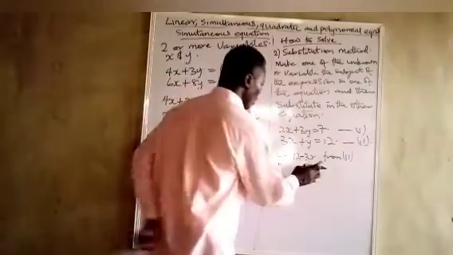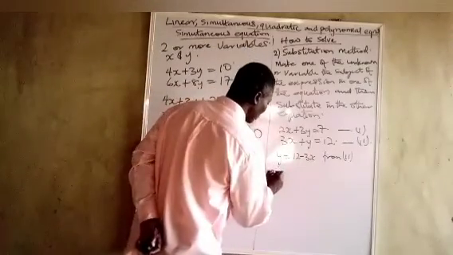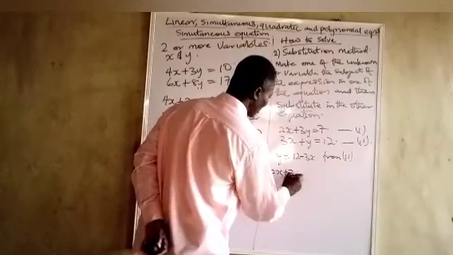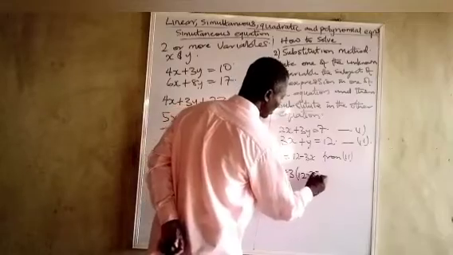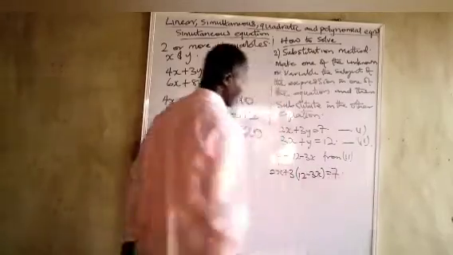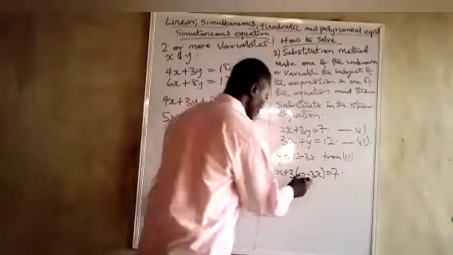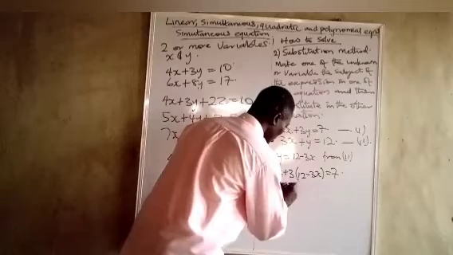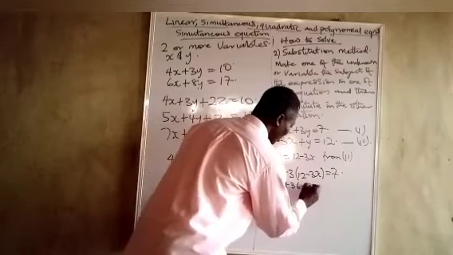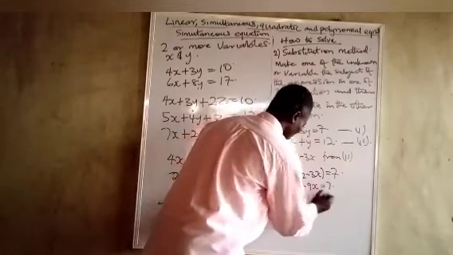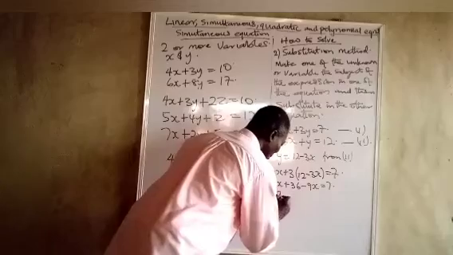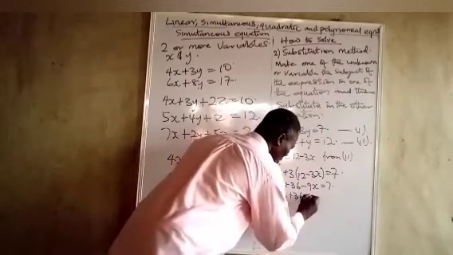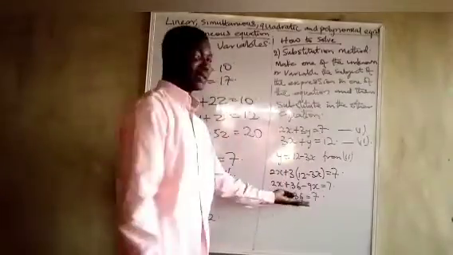Please take note. Now, I will put this one here. It's now going to give me 2x plus 3 into 12 minus 3x equals 7. You can see. Now, what do I have? I have 2x plus 36 minus 9x is equal to 7. So I have minus 7x plus 36 equals 7. So what do I do next? I subtract 36 from both sides.